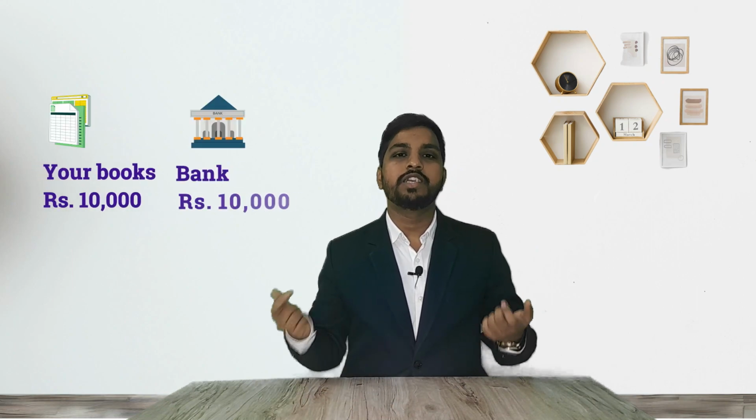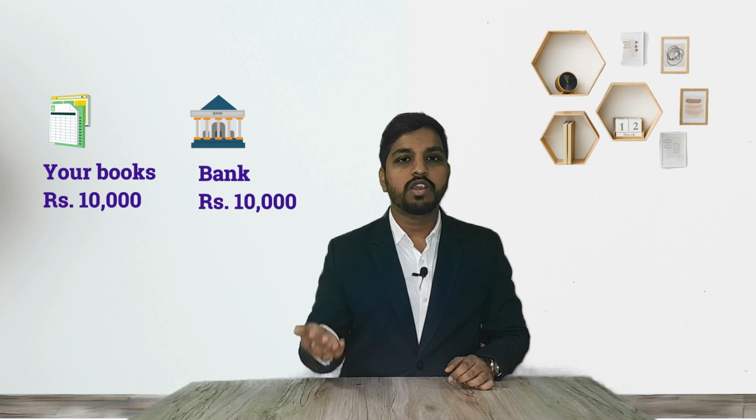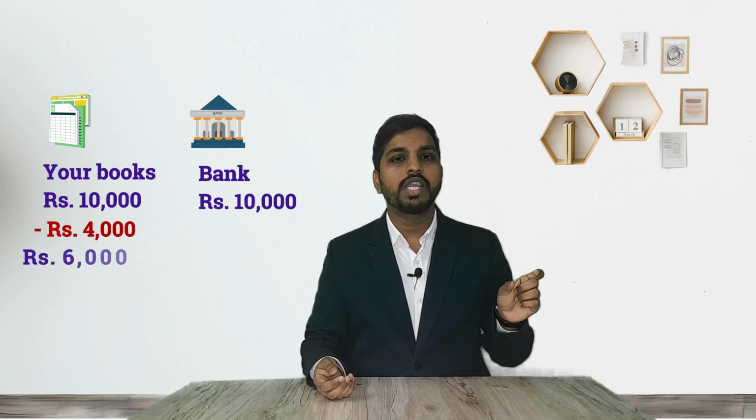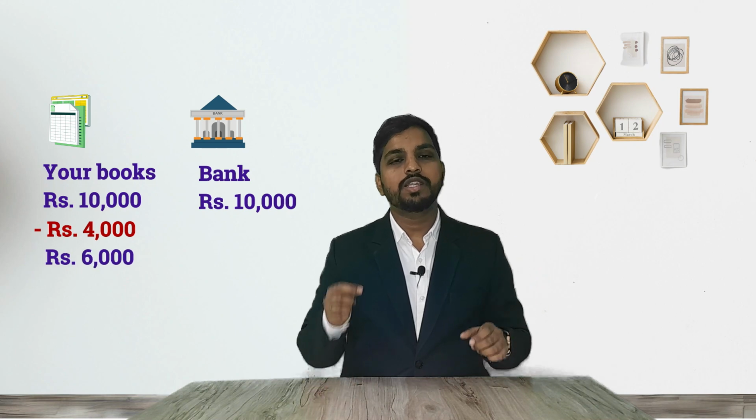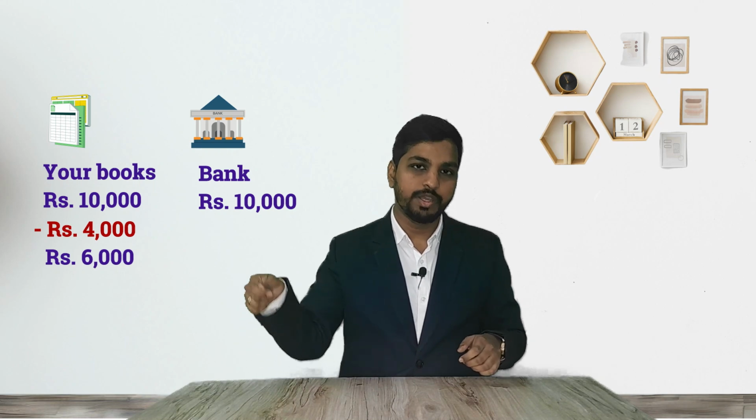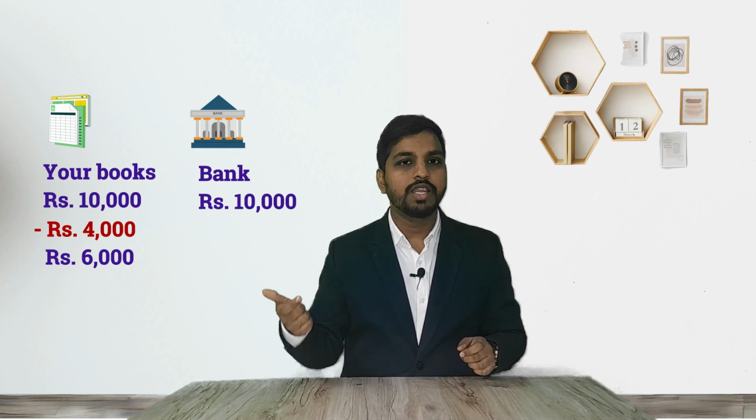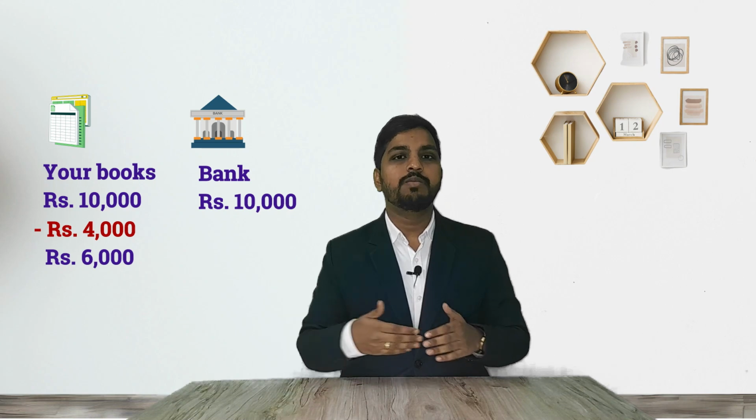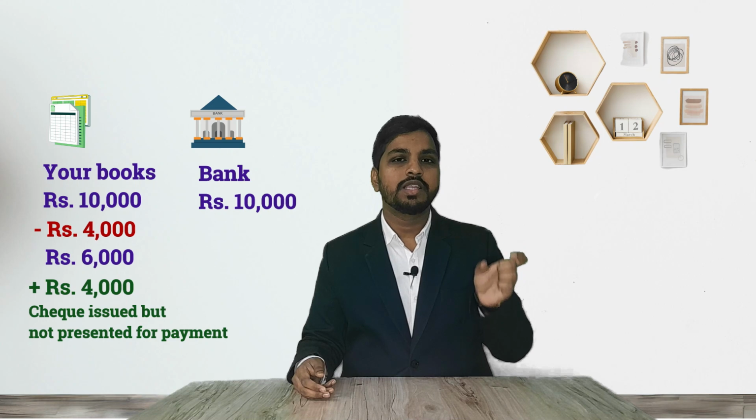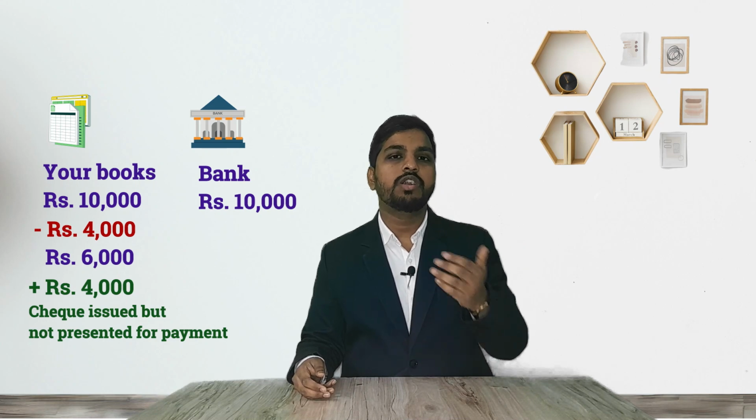Scenario 1. Suppose the balance as per your ledger and the balance as per bank statement is 10,000, and now you issue a check of rupees 4,000. So you will reduce the balance and you will show the balance as rupees 6,000. But the person to whom you have issued the check has not visited the bank and has not deposited the check. That's why the bank balance remains at 10,000. So while preparing the reconciliation, what you will do is you will add back, stating a reason that a check issued but not presented for payment. Now let's look at scenario 2.